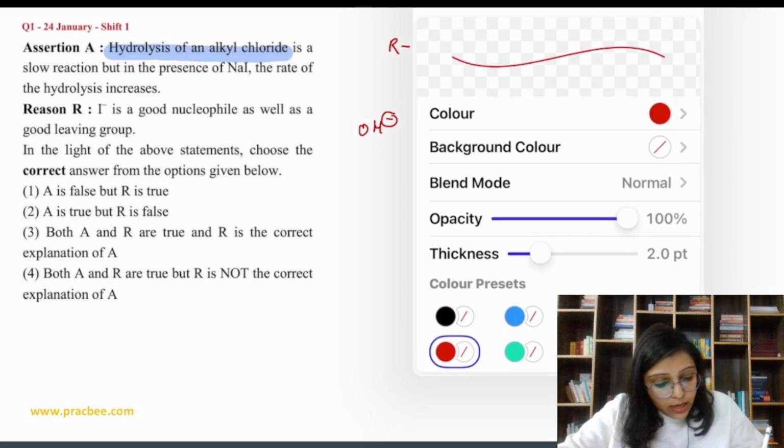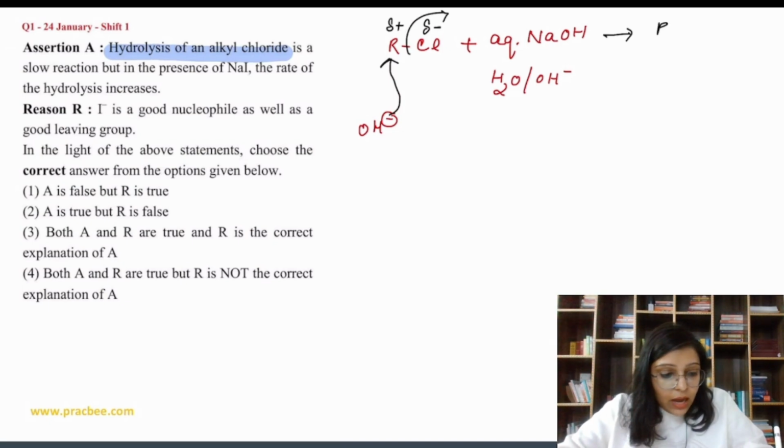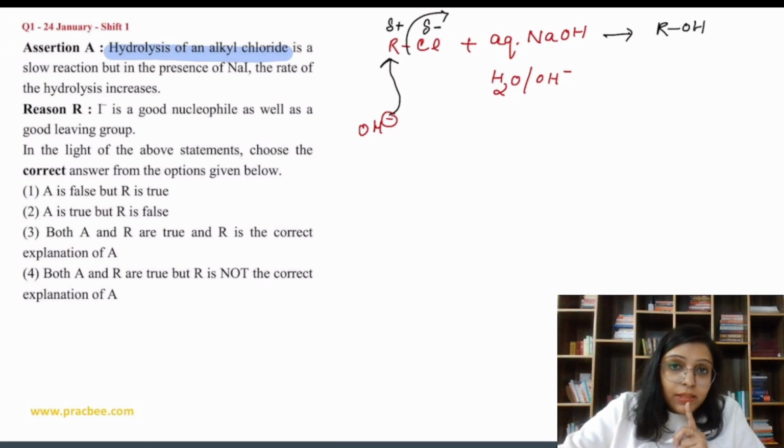OH minus attacks on this R group. Why? Because chlorine is more electronegative, so we write delta negative, this is R positive, and Cl leaves. So we get ROH. Okay. Now it says but in the presence of NaI.